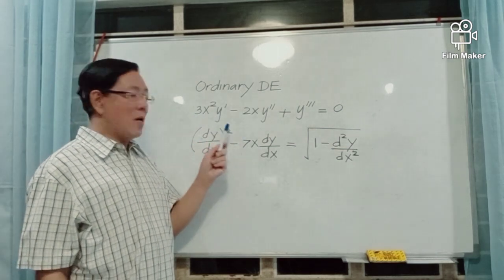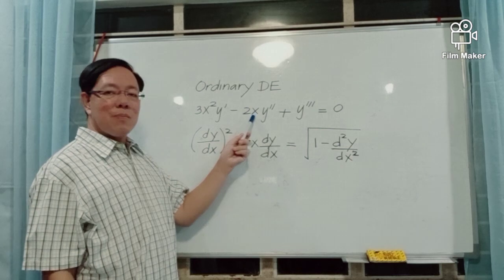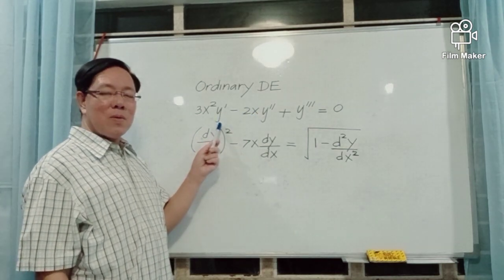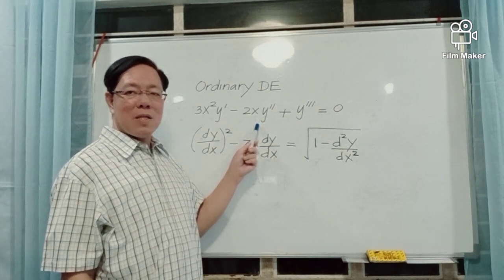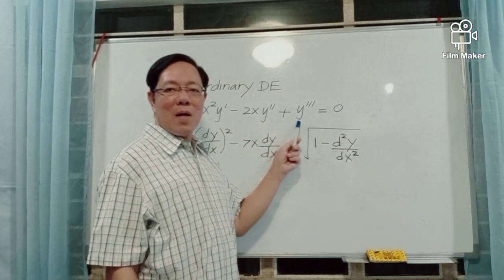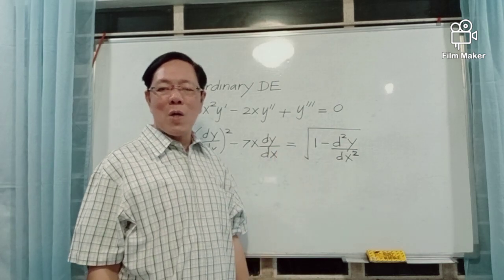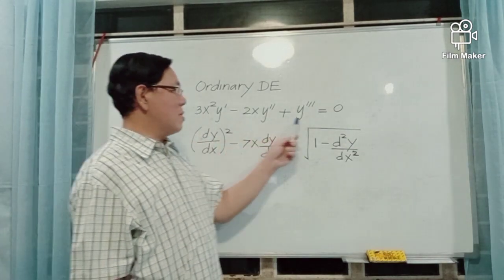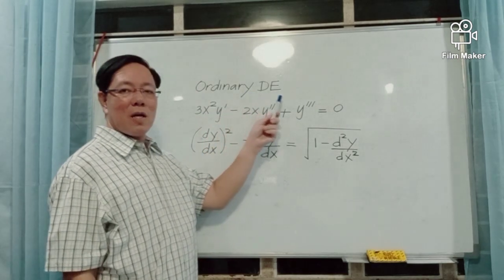In this equation, the function y is a function of only one independent variable x. And these derivatives, y prime, the first derivative, y double prime, the second derivative, and y triple prime, the third derivative of y with respect to x, are known as ordinary derivatives. So this differential equation is an example of an ordinary differential equation.